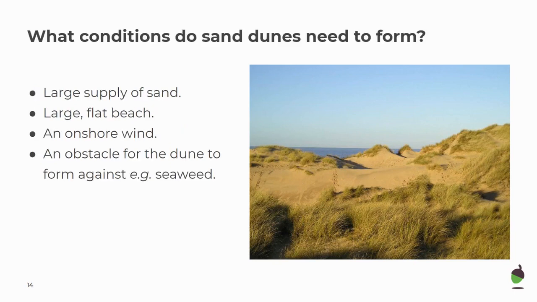They need certain conditions to form. There needs to be a large supply of sand because that sand is needed to pile up to create the dunes. There needs to be a large flat beach so there's room for the dunes to form. We need an onshore wind to blow the sand, and there needs to be an obstacle for the dune to form against, for example, seaweed or driftwood.